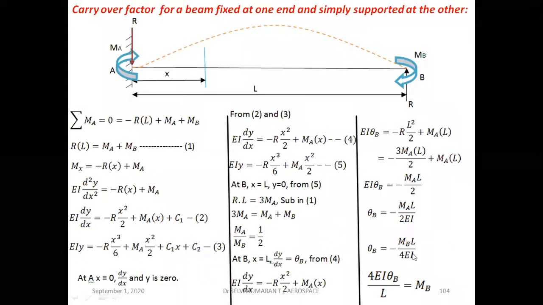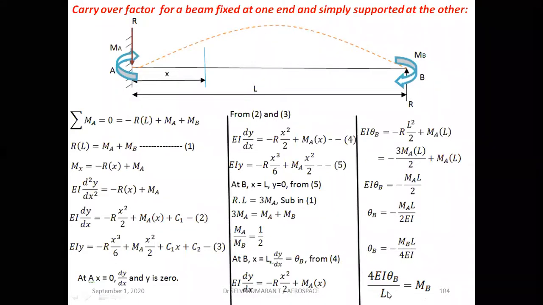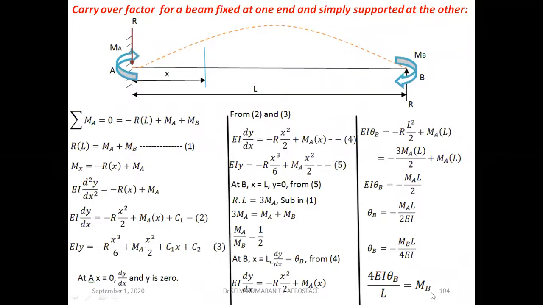This is the slope formula. From this, by keeping the moment on one side, MB is equal to 4EI theta B by L. Or I can say MB by theta B, that is the moment required to produce a unit slope, MB by theta B is equal to 4EI by L. I can call this the stiffness factor, or stiffness, when one end is fixed.